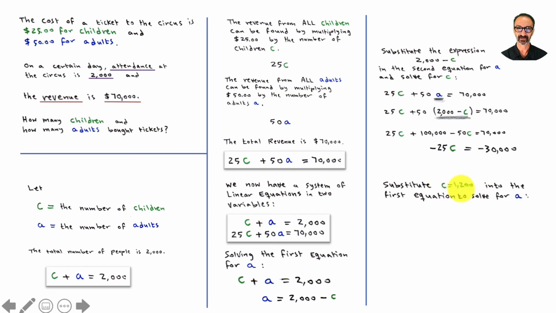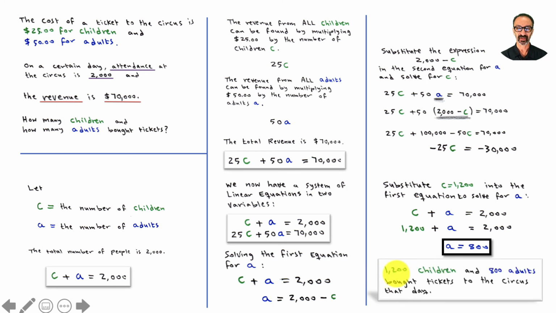We're going to use that right here, because this is ready to tell me how much is A. Or the first one, doesn't matter. I could actually use this one instead. 1,200 plus A equals 2,000. Subtract 1,200 from both sides. I get A equals 800. So 1,200 children and 800 adults bought tickets to the circus that day. That's the answer.